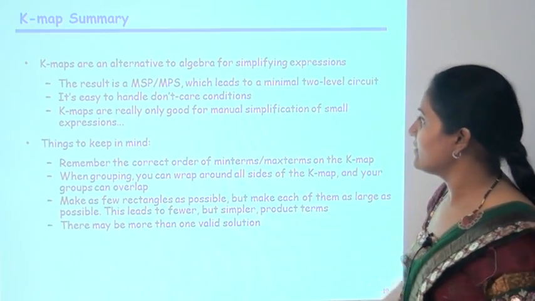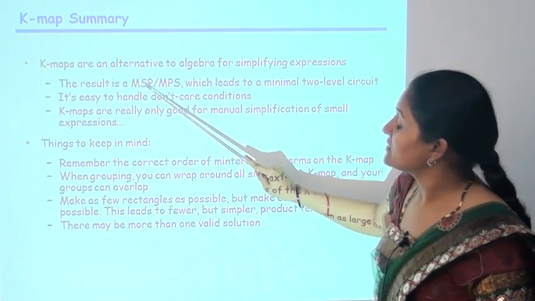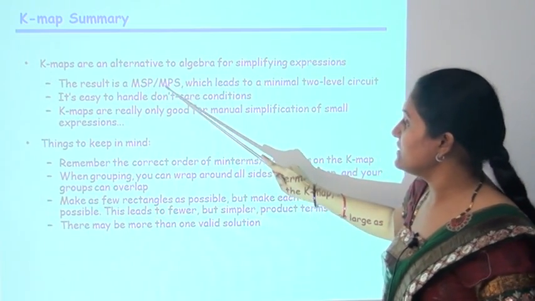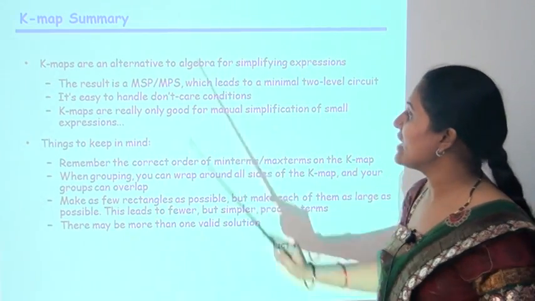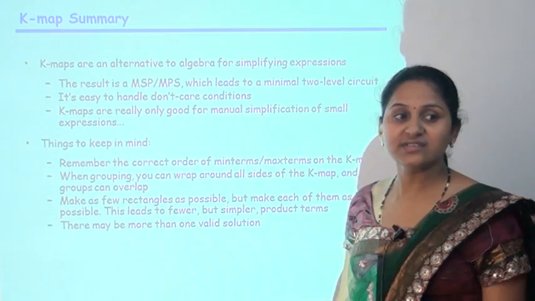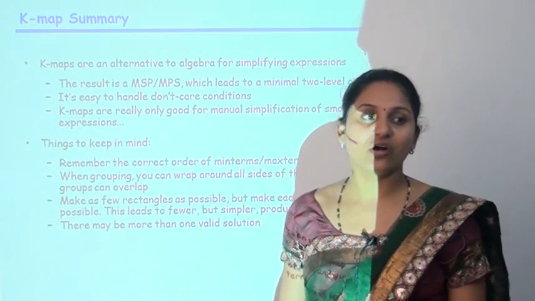Our summary is: K-maps are an alternative to algebra for simplifying expressions. The result is a minimum sum of products or a minimum product of sums, which leads to a minimal two-level circuit. It is easy to handle don't-care conditions. K-maps are only good for manual simplification of expressions.